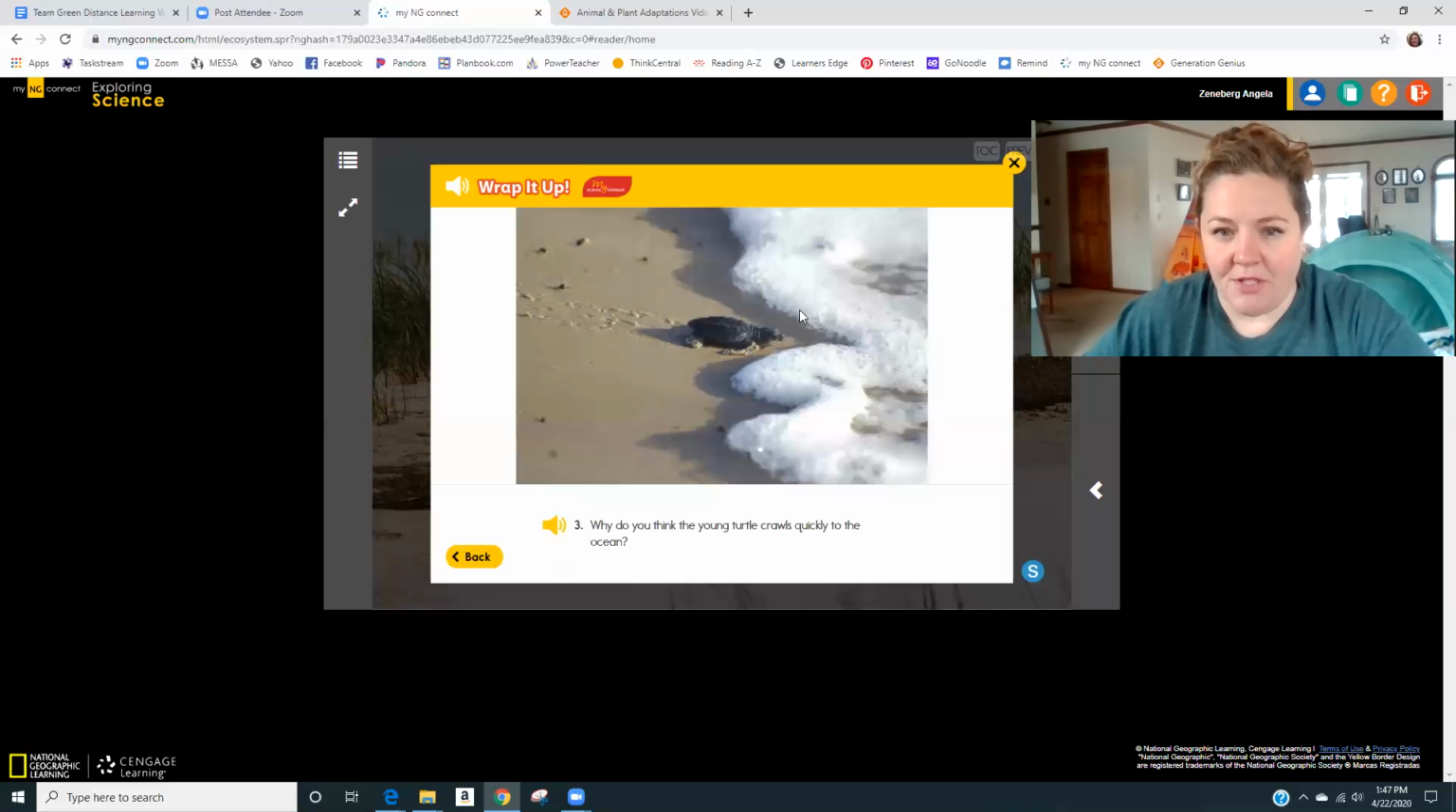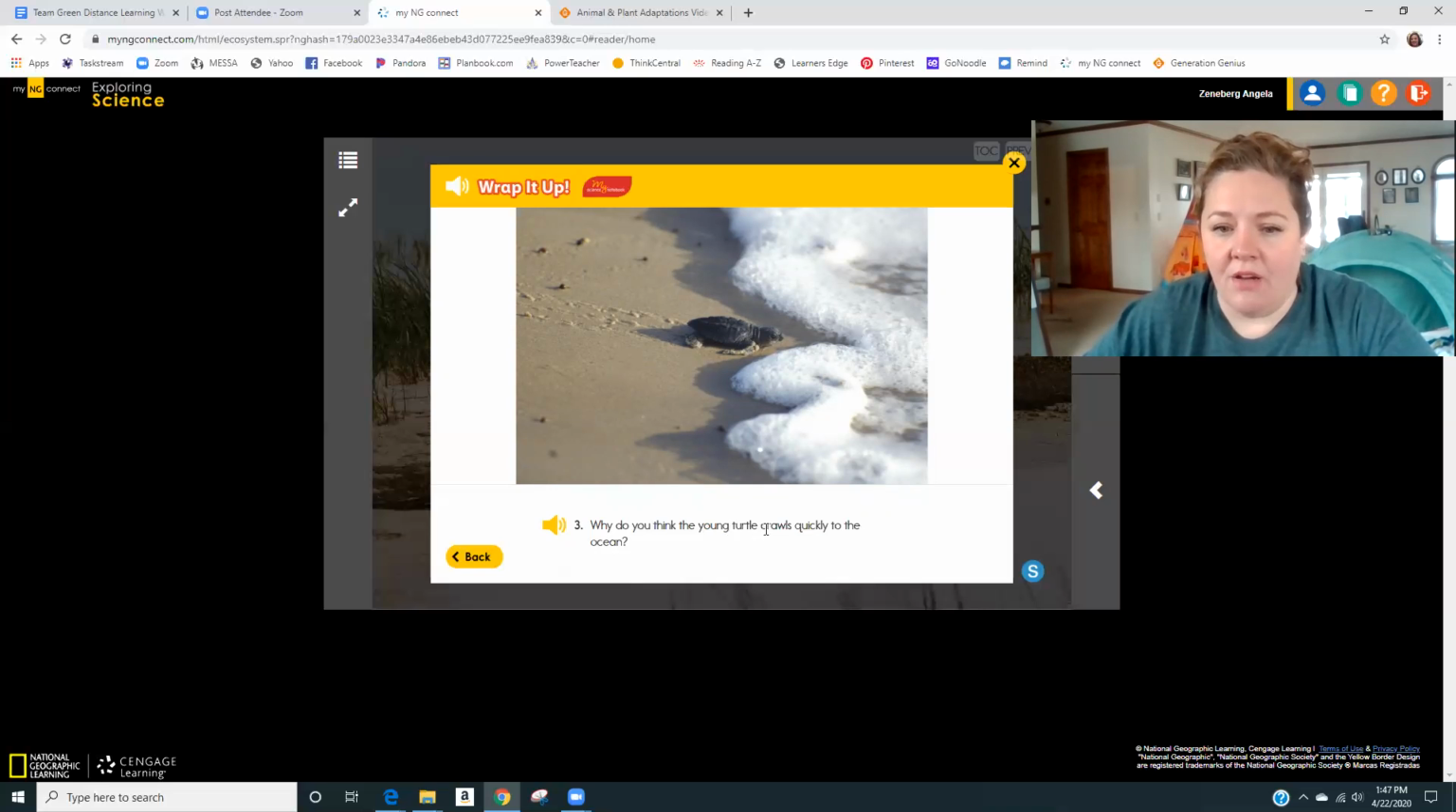Here's one of the pictures of the little turtle. He is going to be a creature that depends on both the land and the sea for survival. He needs to come up to shore when it's older to lay eggs. For the rest of its life, it lives out in the ocean.